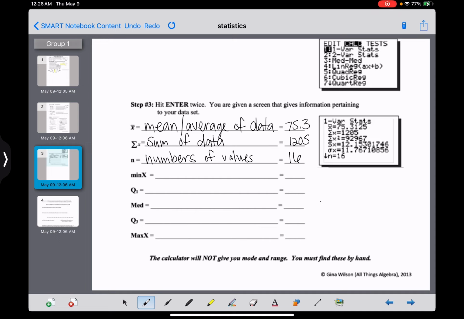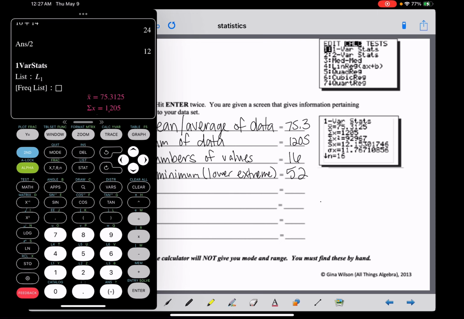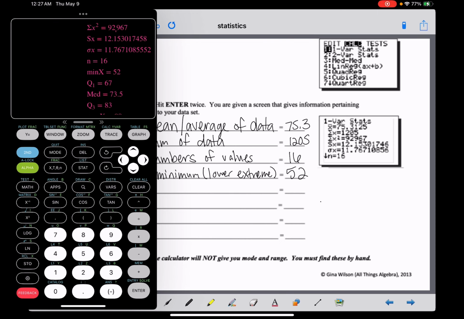Min X is your minimum value, or your lower extreme. The min X is 52. So in my calculator, my min X, you can see that. I know it's all pink now for some reason, but right along that line area, min X is 52. So that's my minimum value.